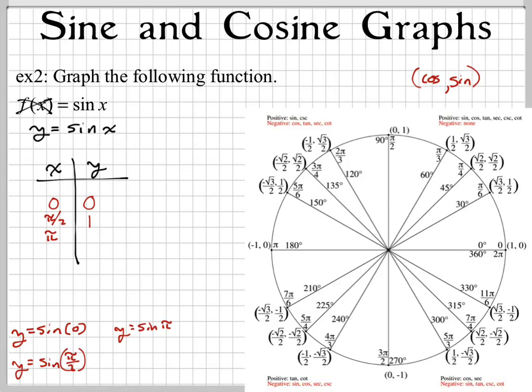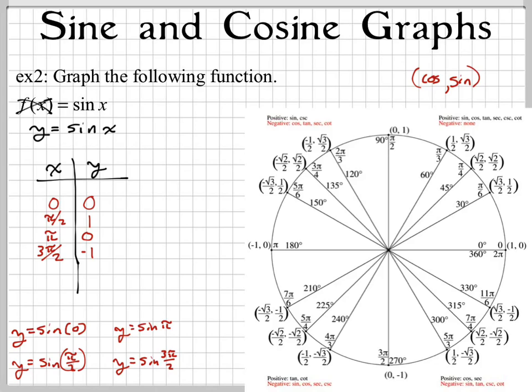It's 0. I heard that. Good job. Then we have 3 pi over 2 is the next one I'm going to look at. These are all the quadrantal angles. Such a weird word, quadrantal. So, what is sine of 3 pi over 2? Negative one. There he is. Negative one. Okay. One more, because I want to do a complete cycle.